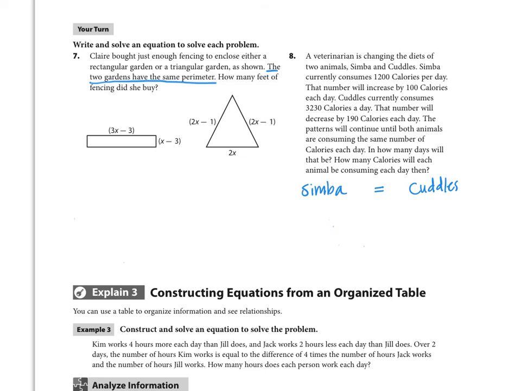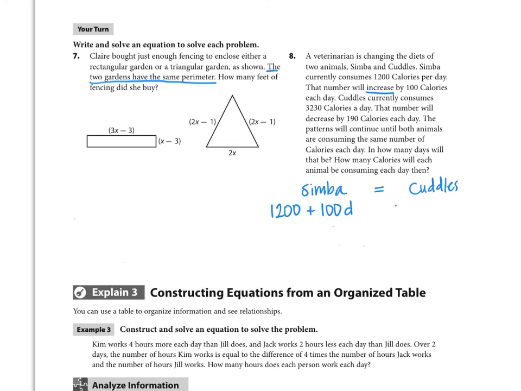So Simba is 1,200 calories per day. No, that's currently, sorry. That number is going to increase by 100 calories each day. So the keyword there, increase, means that we're going to add 100 for every day. I'm going to use D as the number of days. Okay, so that means after the first day, it's going to be what, 1,300 calories? After the second day, 1,400. After the third day, 1,500, and so on.